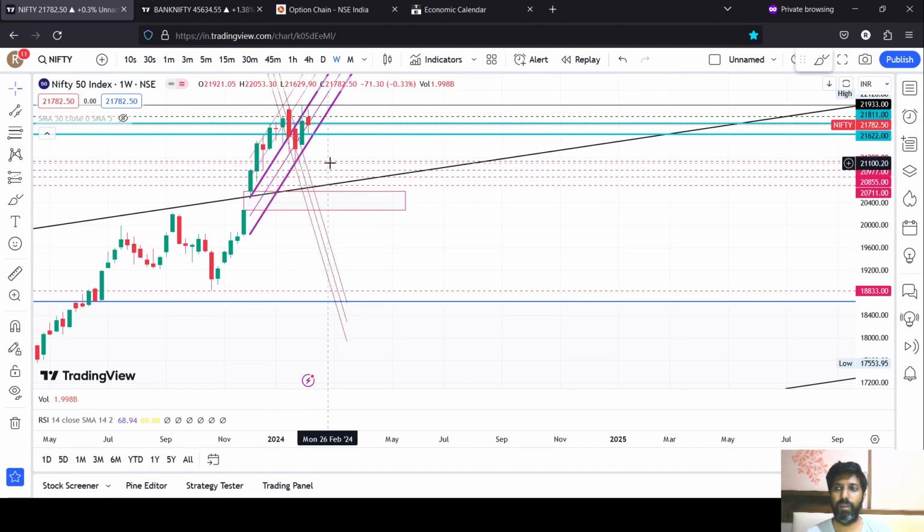So this 21,100 level is the crucial one on a weekly chart, and if this 21,100 level gets broken, then we may see a further downfall to 21,500 levels as well in the coming days.